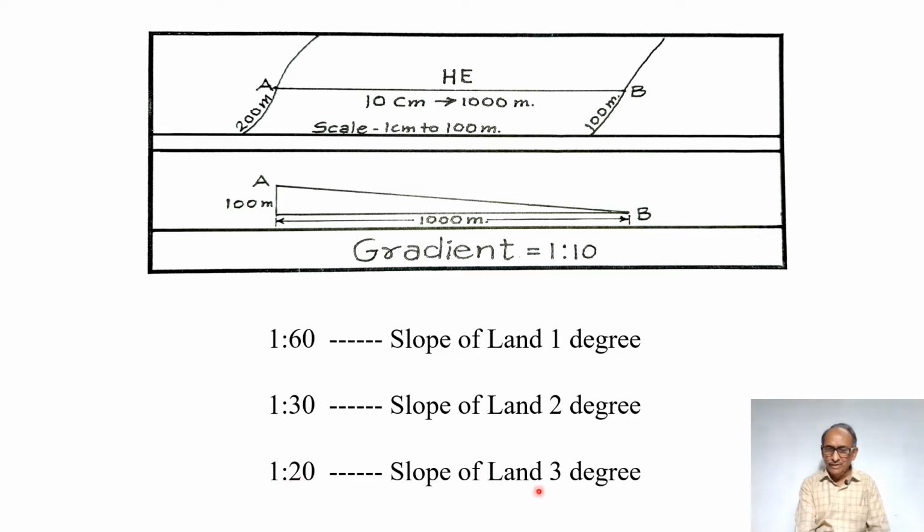And 1 in 20 is about 3 degrees. So this is how the gradient is calculated, and it is related to slope. These are very basic terms.